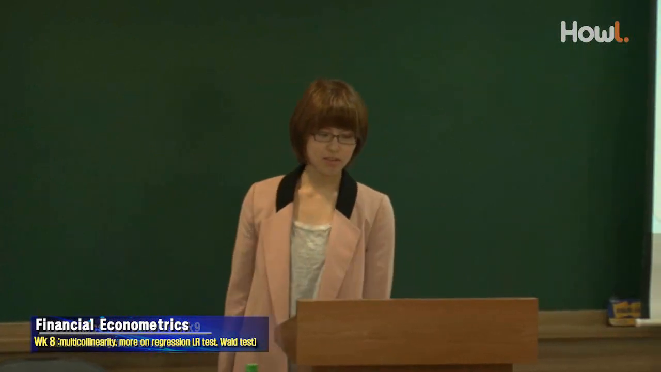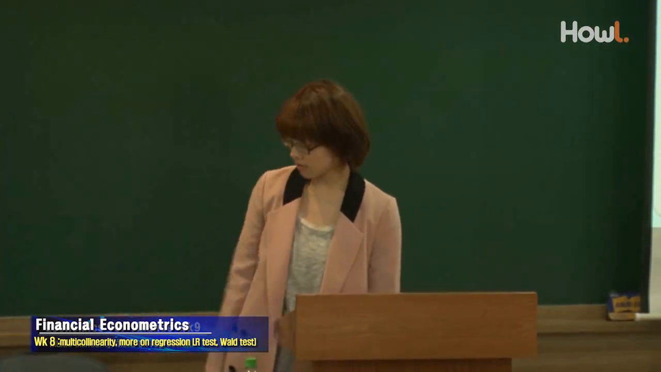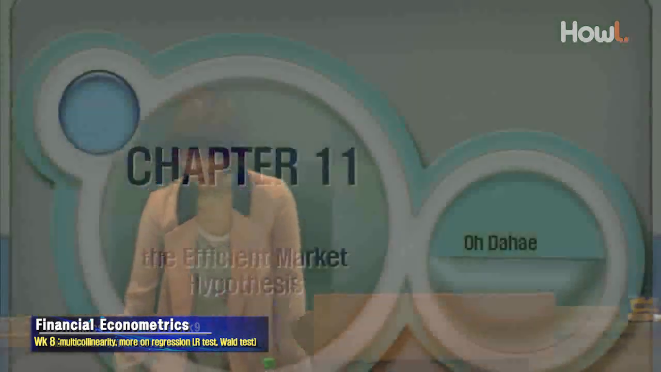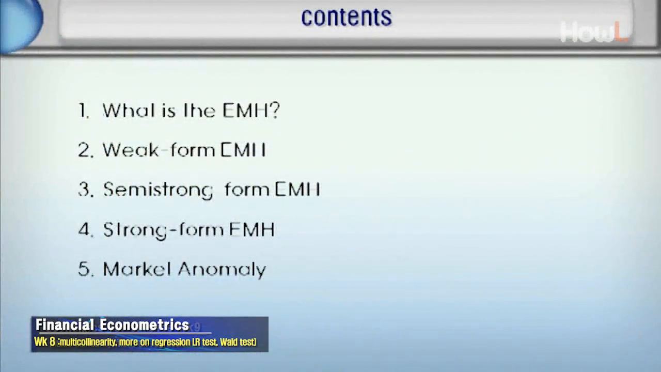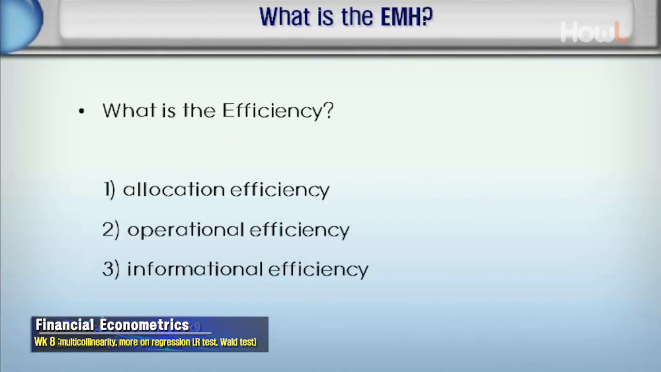Chapter 11 is about efficient markets. I present in this order: what is the EMH, weak form and semi-strong form EMH, and lastly I tell you about market anomalies. First, what is the EMH? Before I present what the EMH is, I think I should think about what efficiency is.